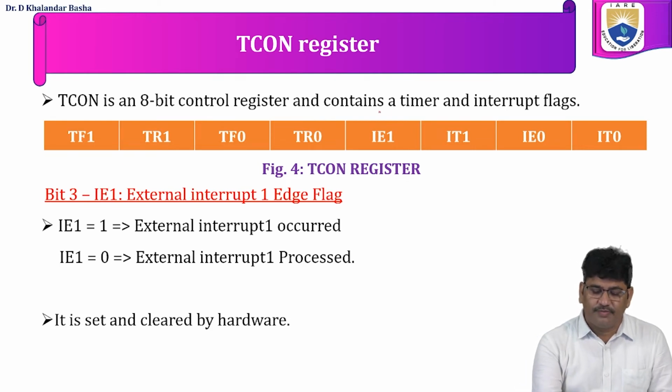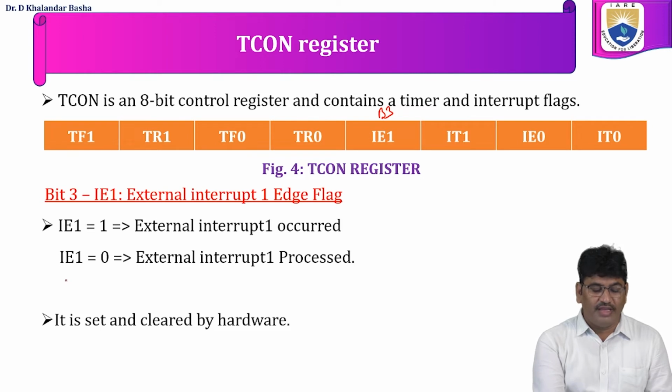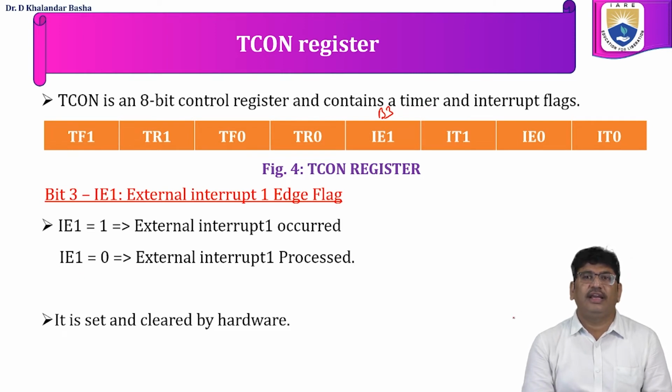The next bit is bit 3, which is IE1, the external interrupt 1 edge flag. If IE1 is equal to 1, it indicates an interrupt has occurred on INT1. For the 8051, we have two interrupt pins, INT1 and INT0. If IE1 is equal to 0, it indicates external interrupt 1 is processed. This is set and cleared by hardware.